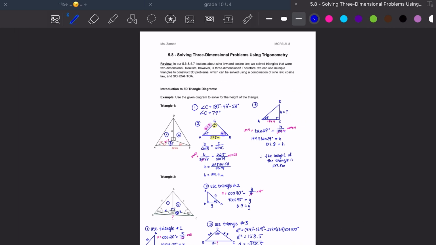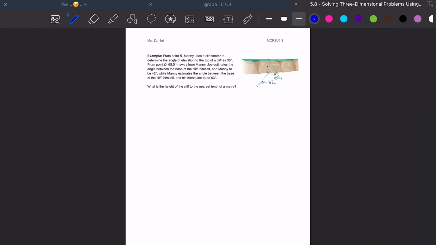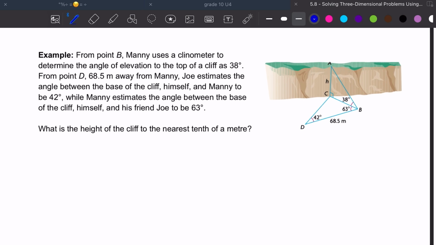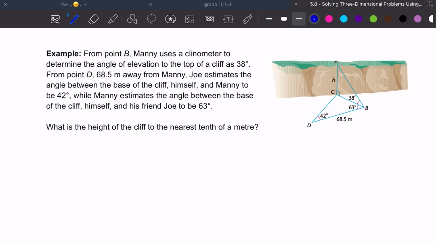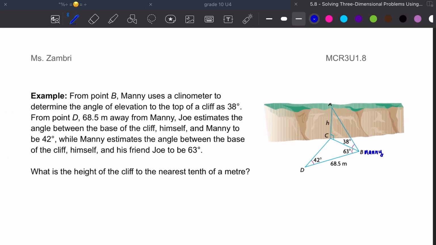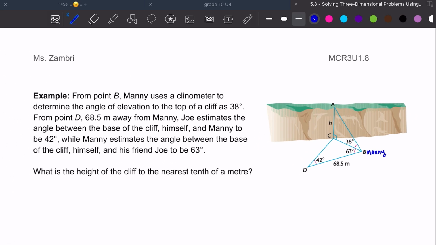That's what's helpful. Right, so now we're going to do a couple of real life scenario problems, and I want you to do the last one on your own. So we're going to work up to it, so don't worry. For example, this one's talking about a cliff, and it says from point B, so this guy, this is Manny. Manny is using a clinometer to determine the angle of elevation to the top of a cliff, and he determines that it's 38 degrees from where he's standing.